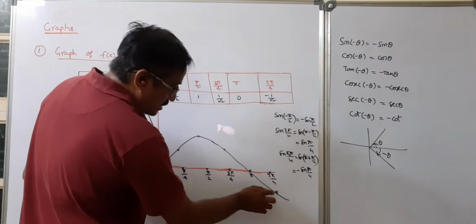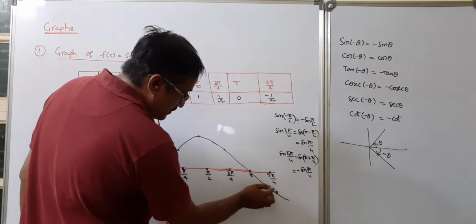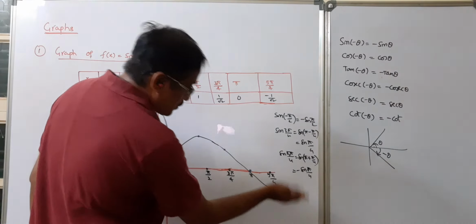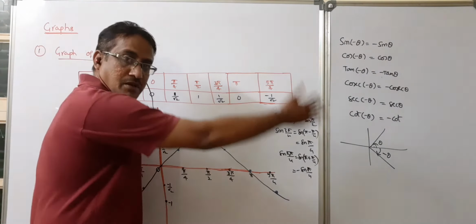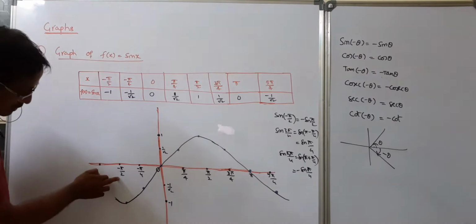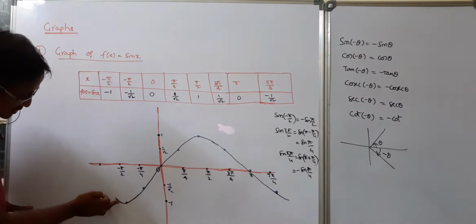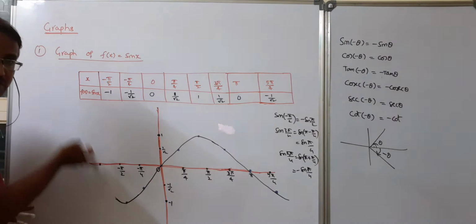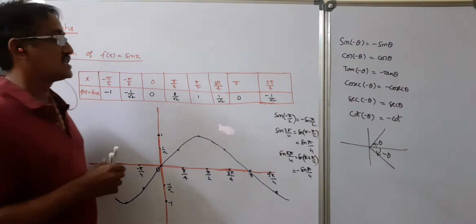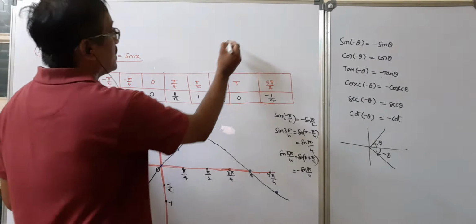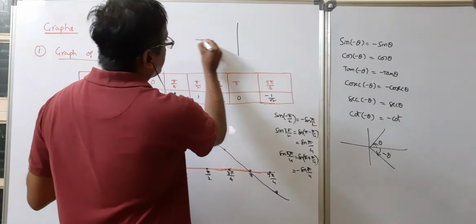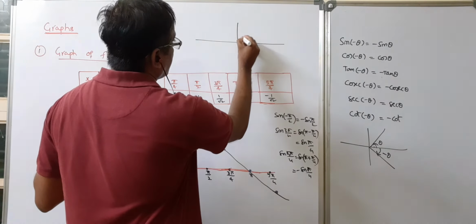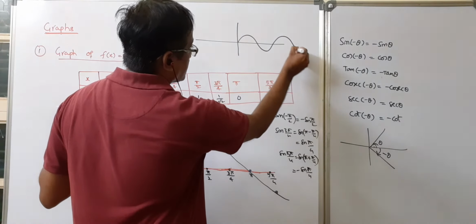And remember that after minus 1 by root 2, it goes down up to minus 1 and then comes up. Here also you are having the value minus 1, so the graph will go up like this. So this is the graph of sin x, and the rough sketch of this graph will be like this.